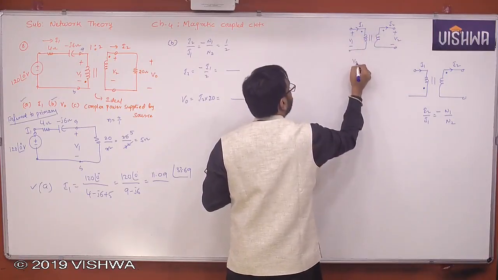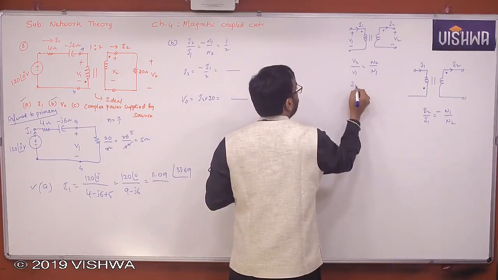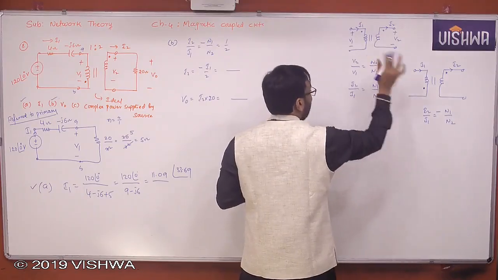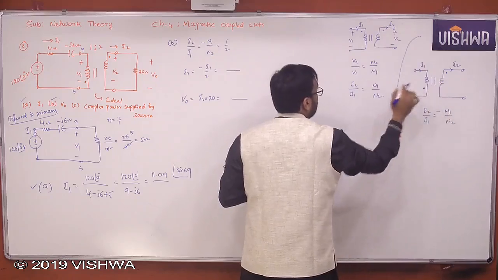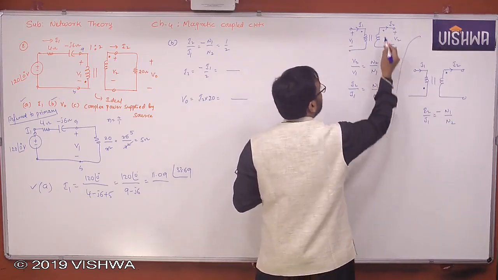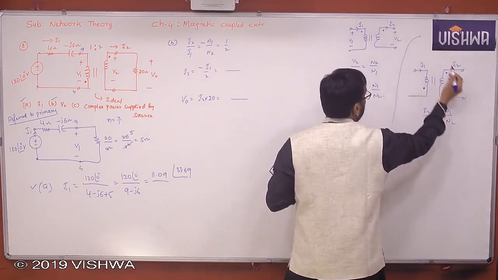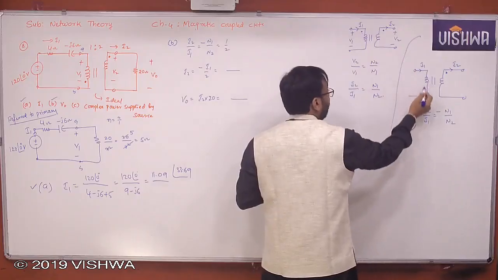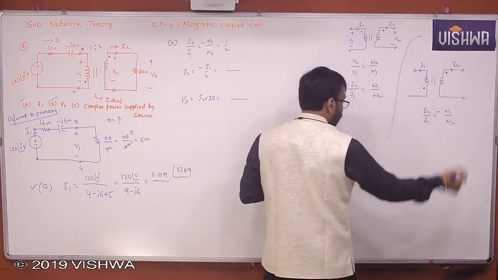Yes or no? V2 by V1 is equal to N2 by N1. I2 by I1 is equal to N1 by N2. Anything that changes here, whether the direction, then becomes minus. See this? Now in this case, this is okay, fine. At this dot the current is leaving and here also it is leaving. At this dot the current is supposed to enter, but here it is leaving. So reverse. That is why the negative sign will come into picture.